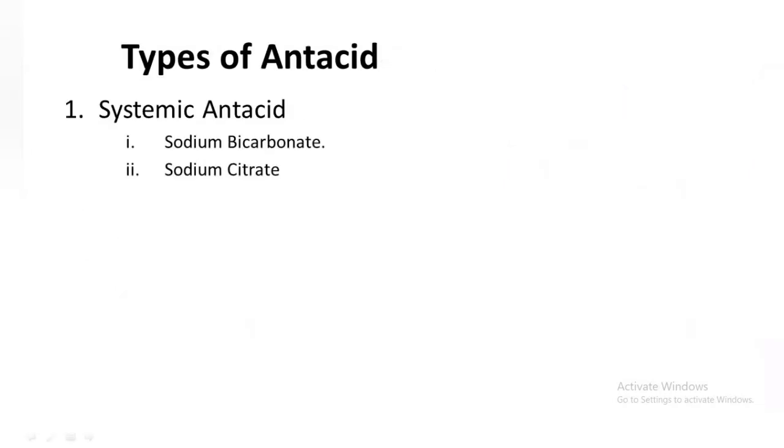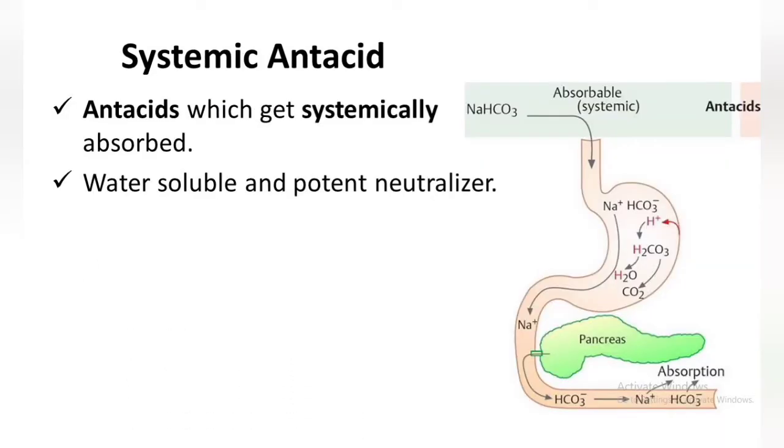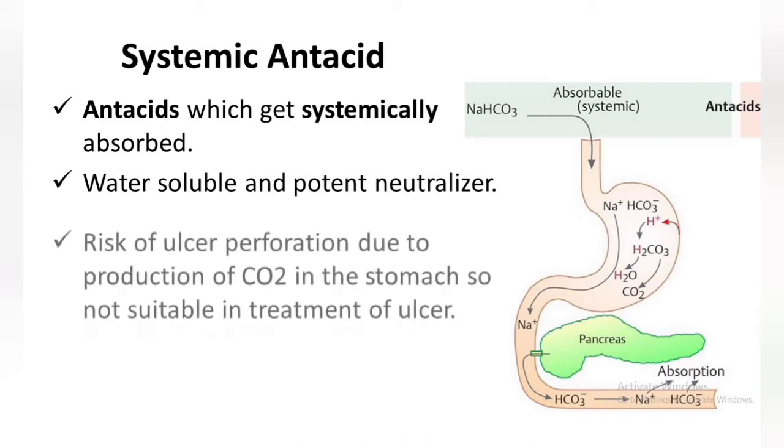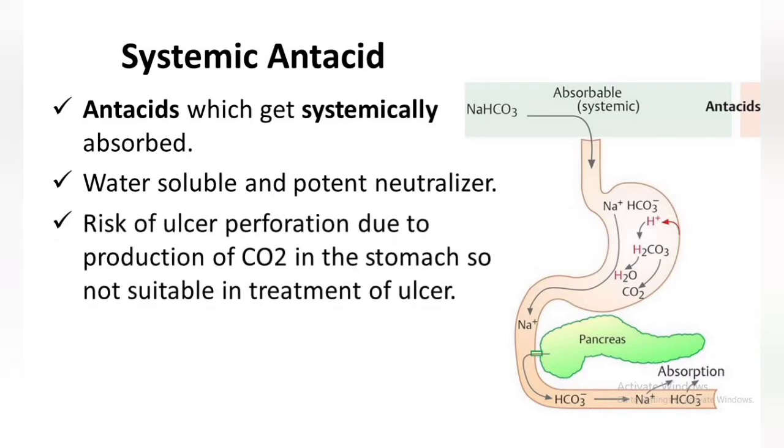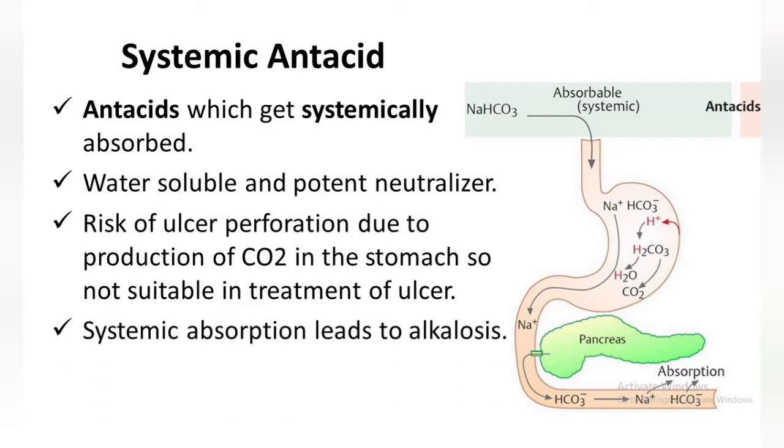Mainly there are two types of antacid, that is systemic antacid and non-systemic antacid. Systemic antacid means which get absorbed and reach systemic circulation, where they are water soluble and potent neutralizer. There is high risk of ulcer perforation due to carbon dioxide production in stomach, so it is not preferred in treatment of gastric ulcer. Another major disadvantage is it may lead to systemic alkalosis, which may harm body cells.